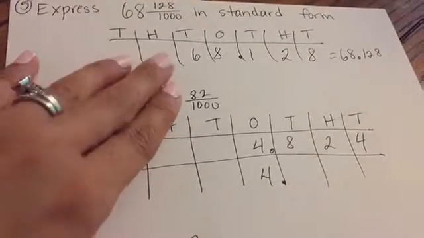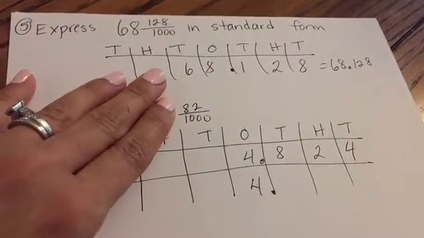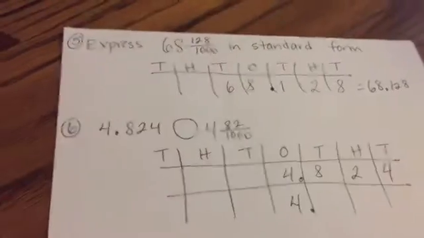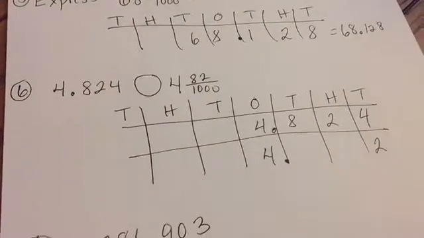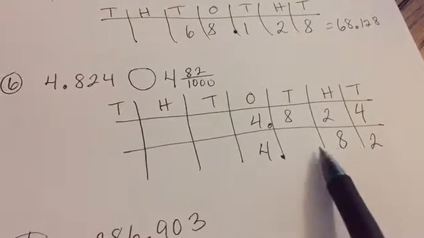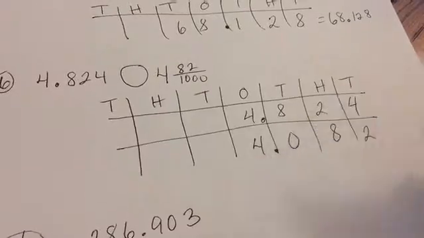So we've got 82 thousandths. 82 thousandths, the last thing that came out of my mouth was a 2,000. So I'm going to make sure that that 2 is in the thousandths place. And then I'm going to work backwards. So I'm going to place my 8. And those are the only numbers they gave me. So I'm going to have to be sure to put a 0 here to hold that place value.